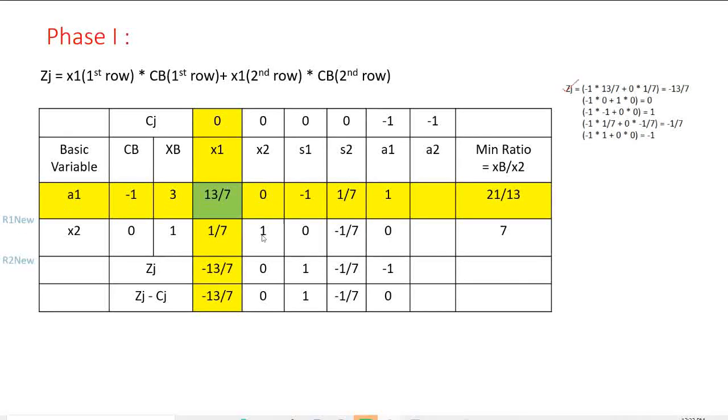So in the next table we are changing all the values of this x2 table. While changing these values, I am considering here R1 new and R2 new. If we are dividing R2 old by 7, in the previous table we have 7 here, so 7 by 7 gives 1. So the equation is R2 new equals R2 old by 7. So we are changing all these values for this row, and the values become 0, 1, 1 by 7, 1, 0, minus 1 by 7 and 0.